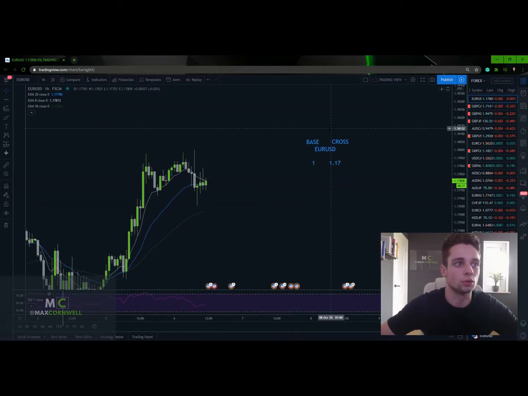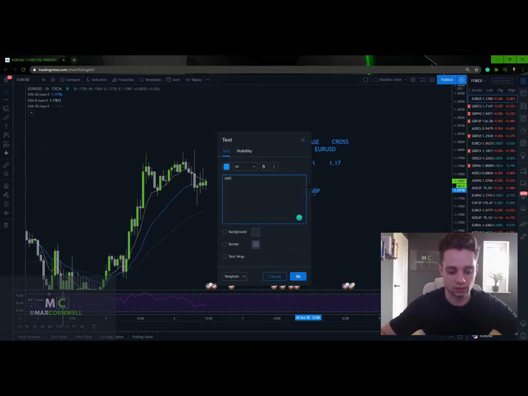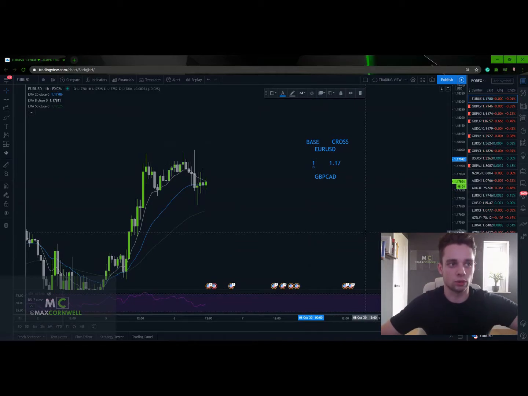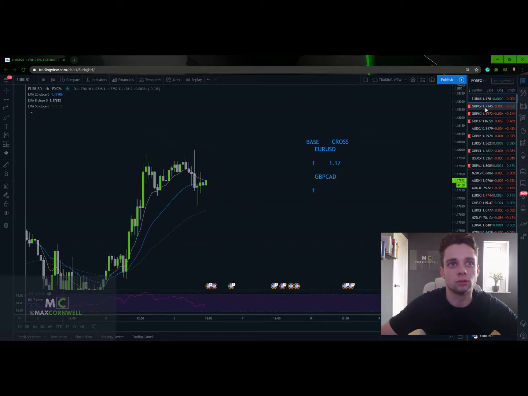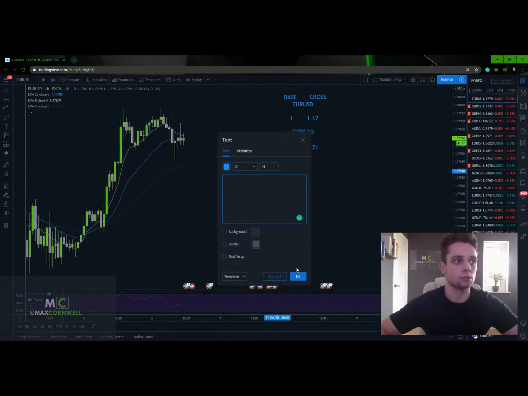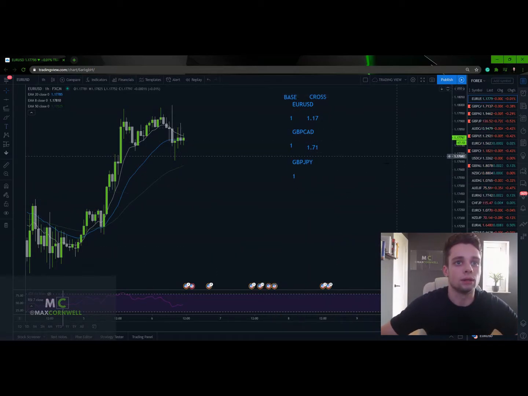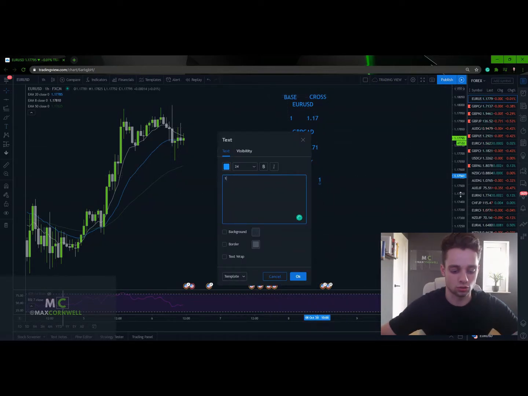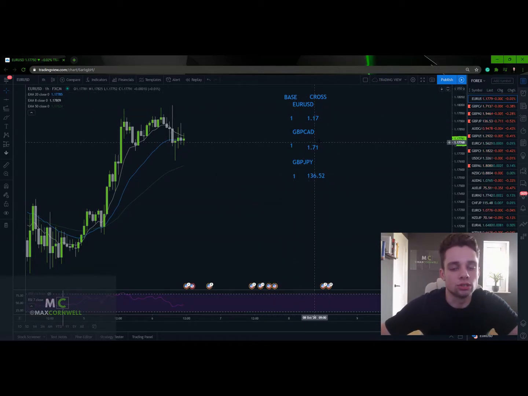If we just take a look at some other examples, so like here we've got the pound CAD, the one just below it. So pound is our base currency and the Canadian dollar is our cross currency. Base currency is always equal to 1, and at the moment £1 will buy us $1.71. And I'll just do one more example. So if we look at pound yen, we'll do a yen pair. So pound yen, again our base currency is always equal to 1, and at the moment £1 will buy us 136.52 yen.